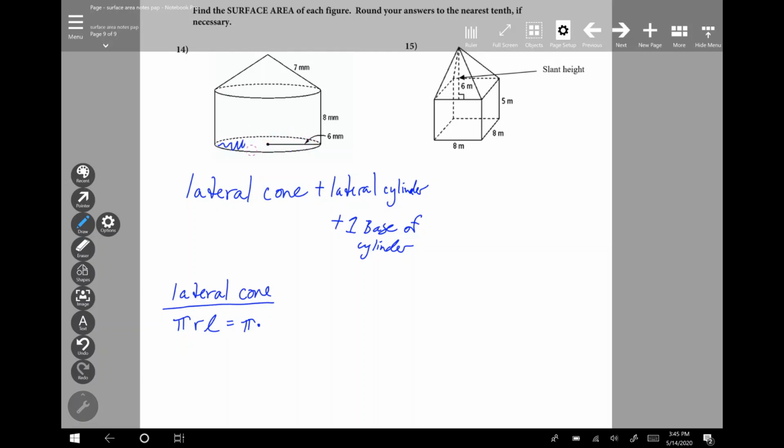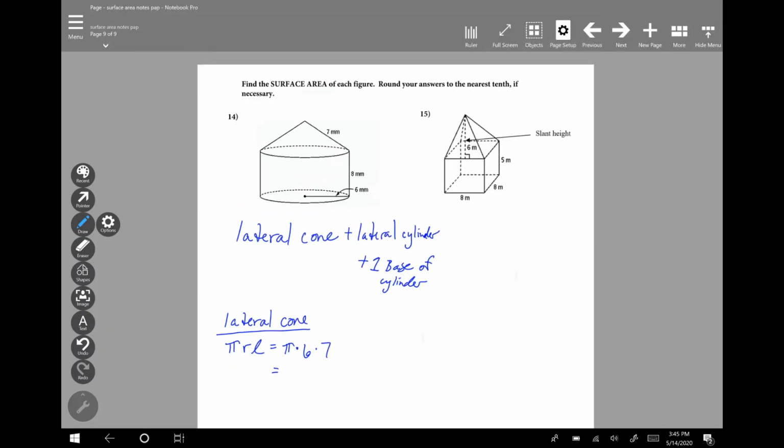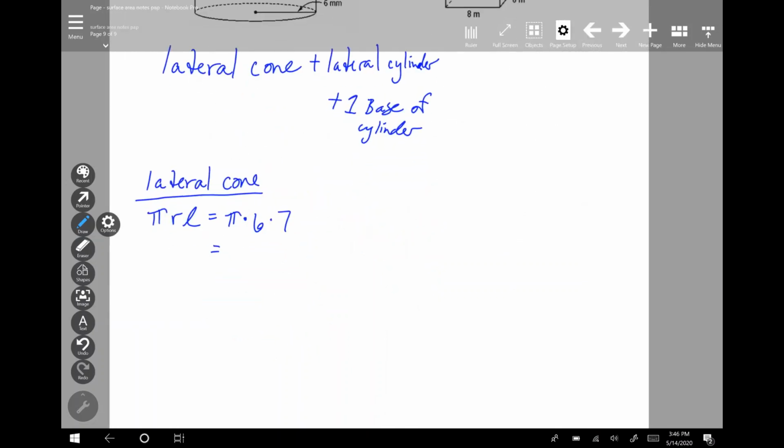The good thing about this is that the base of the cone and the base of the cylinder are the same. They're that circle, okay? So the radius here is the radius at the top as well. So my radius is 6, and then the slant height for my cone is 7. Notice they say round your answers to the nearest tenth. So we're doing pi times 6 times 7. So we want 131.9. So that's the lateral for the cone.